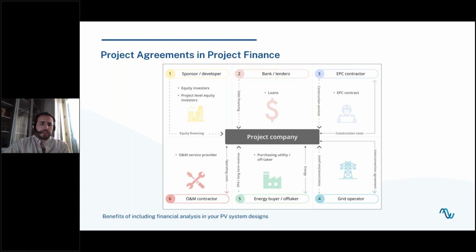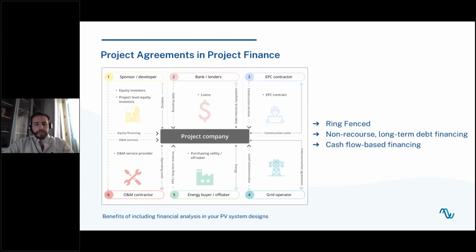With all this cash, we'll be able to pay for the maintenance of the PV plant to the O&M service provider. And once all these OPEX costs are paid, we will repay the debt, the principal and the interest. And if we have some remaining cash, we will give money to the developer or the sponsors.